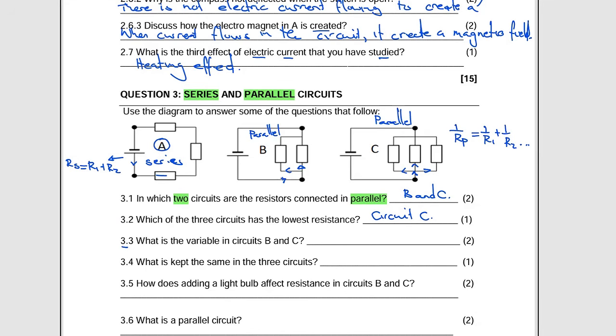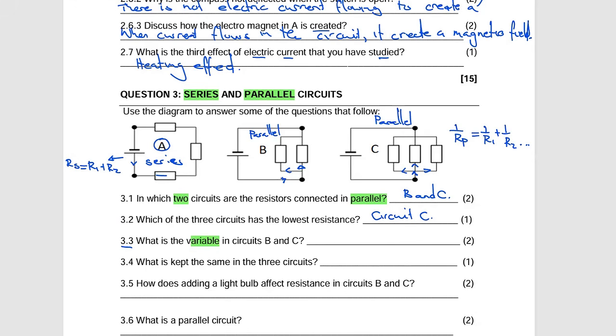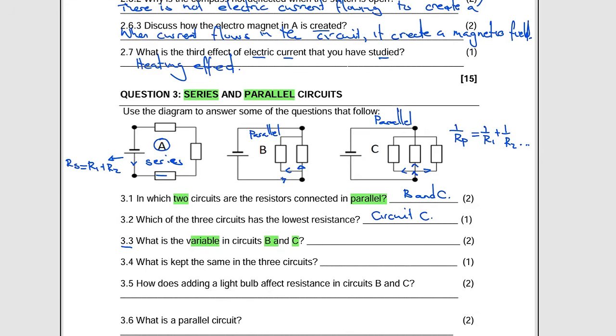Then question 3.3 says, what is the variable in circuit B and C? So we're looking for the variable in circuit B and C, right? So the variable there, if you look at B, we are going to have resistor 1 and resistor number 2. Then here we're having 1, 2, 3. So now the variable is going to be the number of resistors.